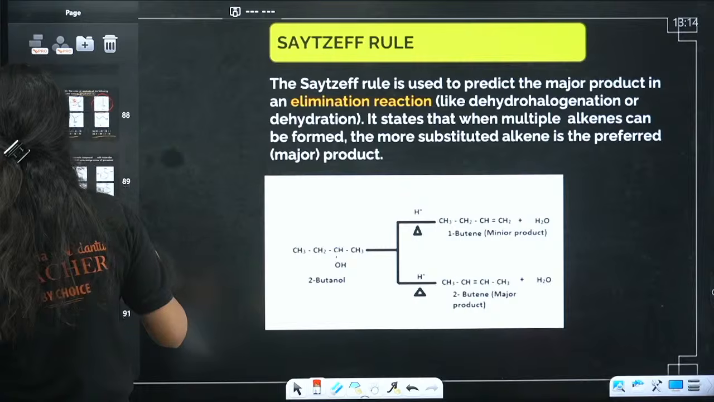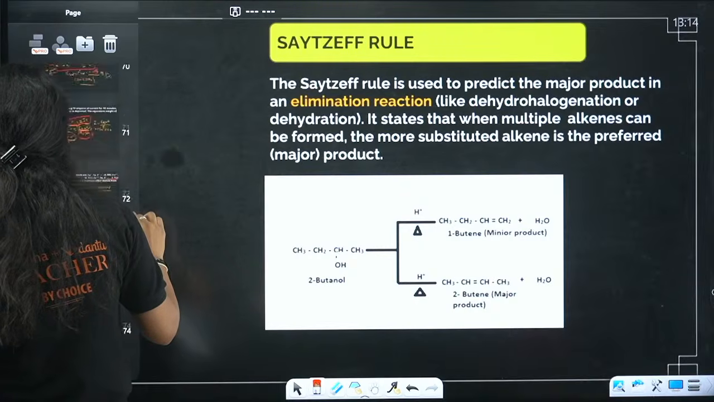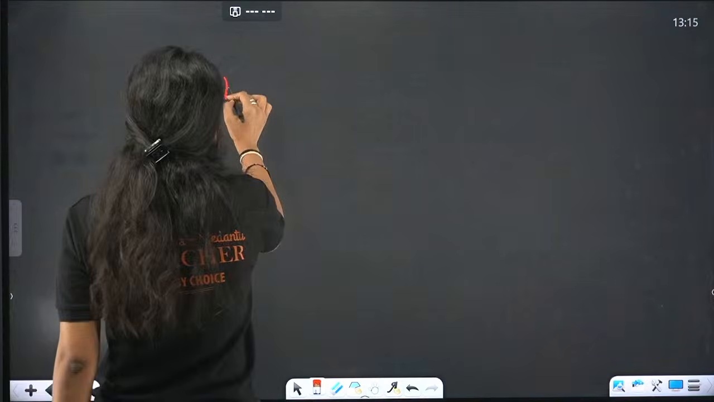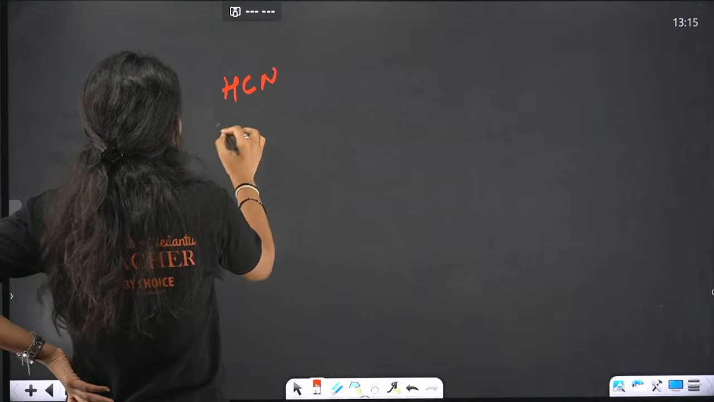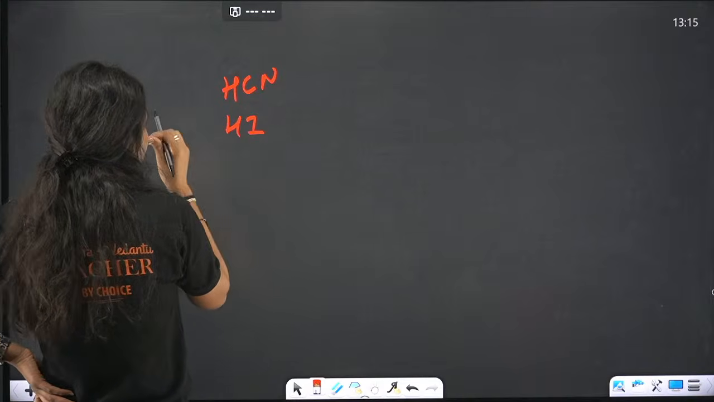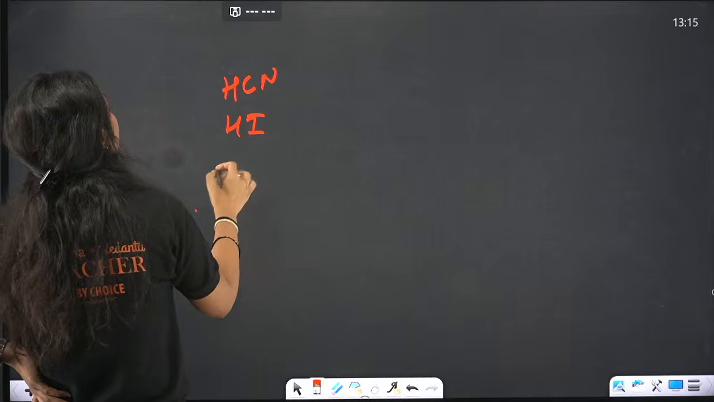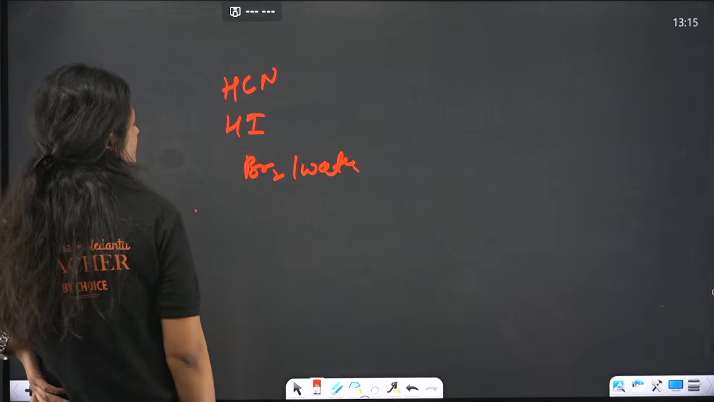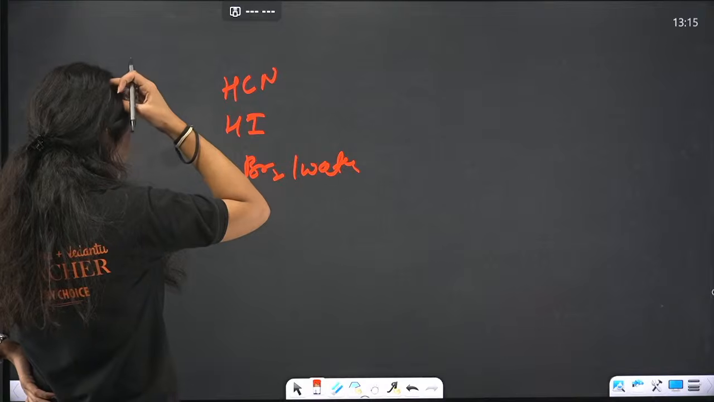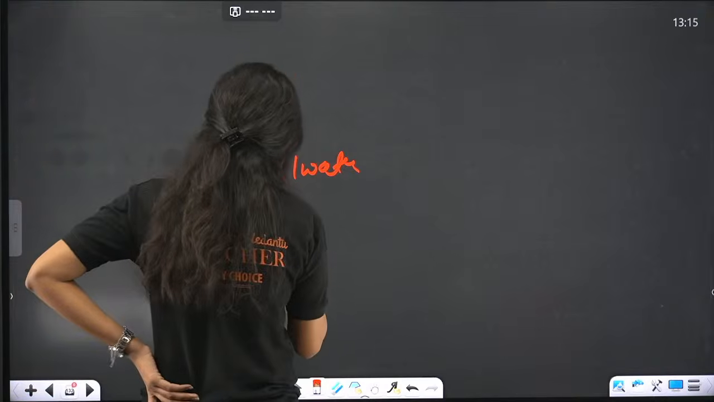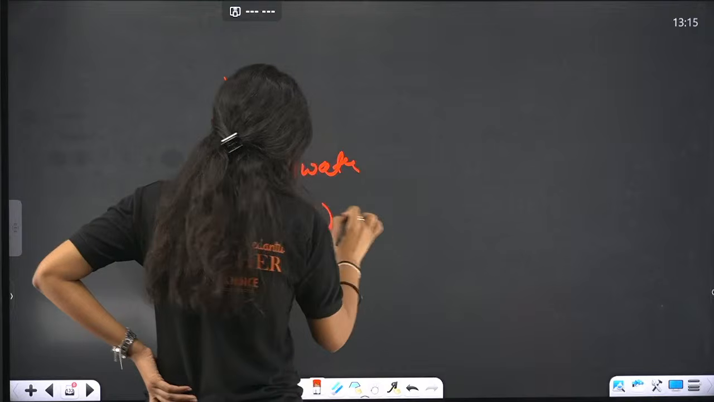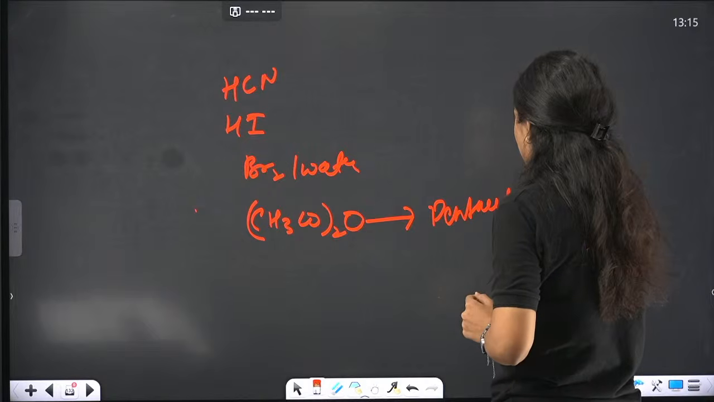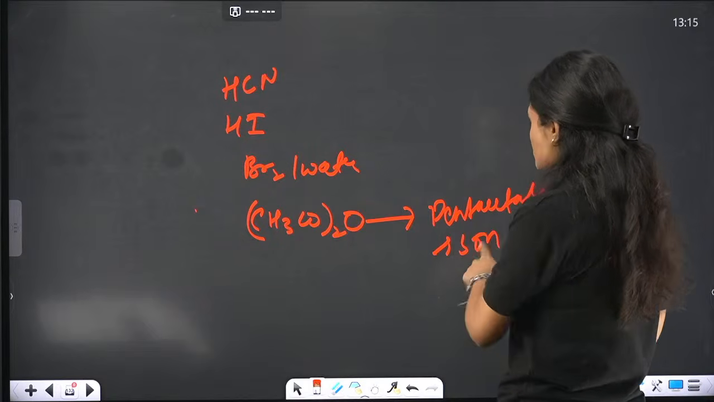I can just revise one more question with you guys. Why do we use HCN, HI, bromine water (Br2 water), and one more reagent, acidic anhydride? What is the purpose of each in structural prediction? When we use acidic anhydride, we get pentaacetate. That means 5 OH groups, 5 hydroxyl groups, are present.